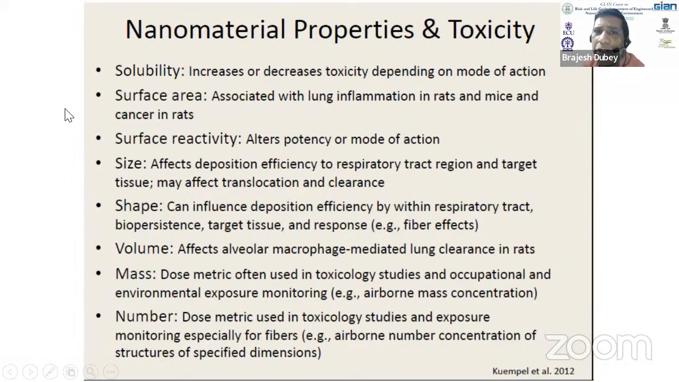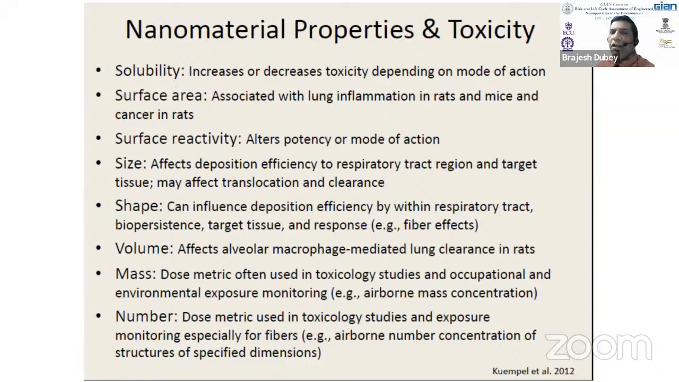So in terms of your nanomaterial properties and toxicity, solubility can increase or decrease toxicity depending on the mode of action. Like if it gets solubilized, if it can get into our bloodstream and goes into our different cells, or if it becomes part of our excretion system, then it will go out of the system.